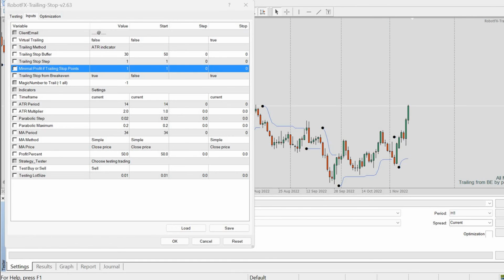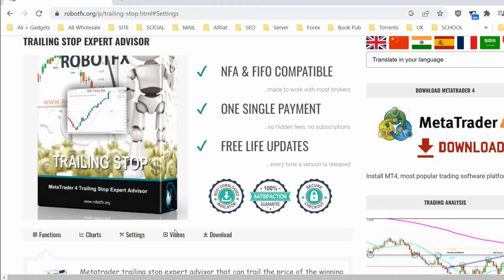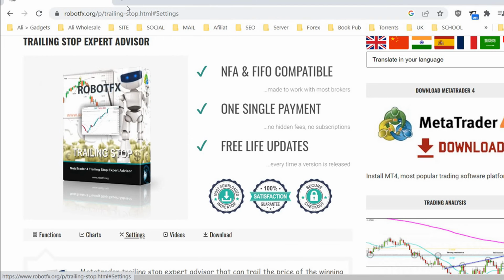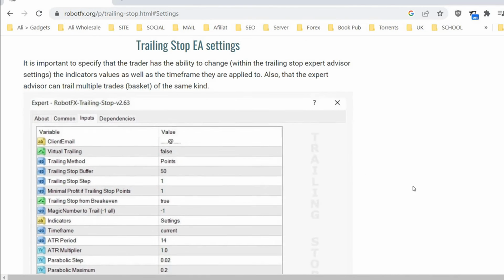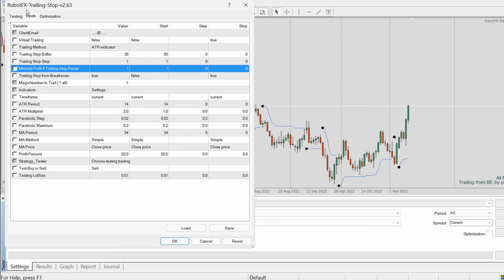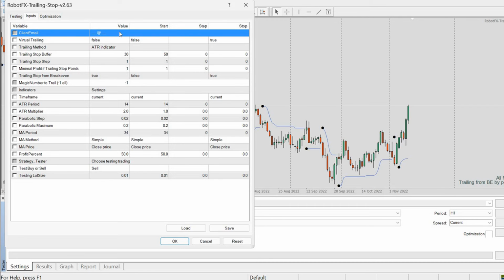Okay, let's talk about the settings now and explain them one by one. I'm sorry if I'm repeating myself. These are also explained on the Expert Advisor's web page on the robotfx.org website. Now, we start with the client email that can be ignored if you are trading on demo account. If you are trading on live account, you obviously have already purchased this expert advisor. You will have to enter here your client email.